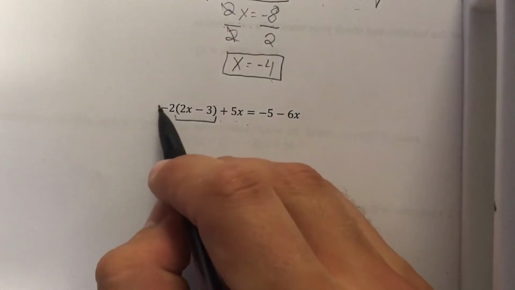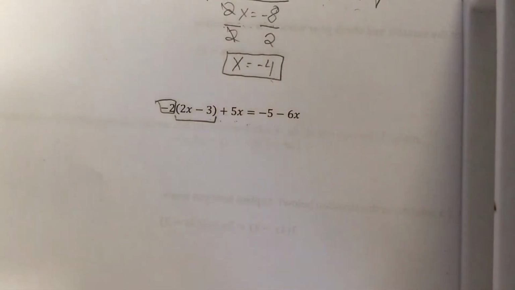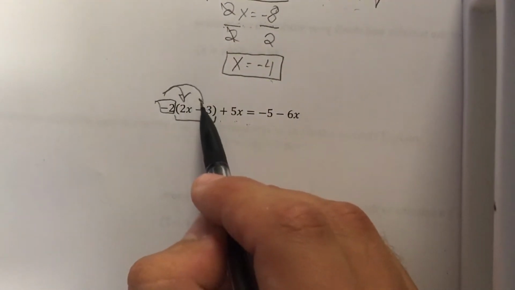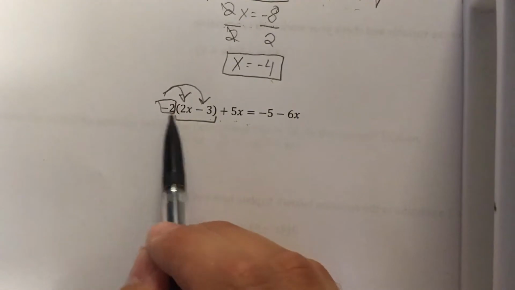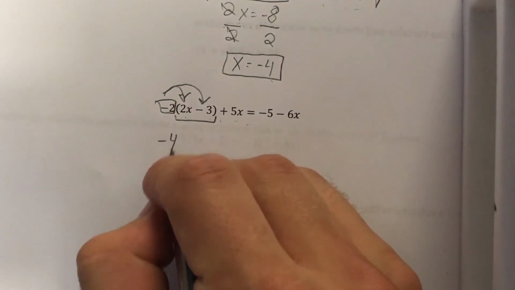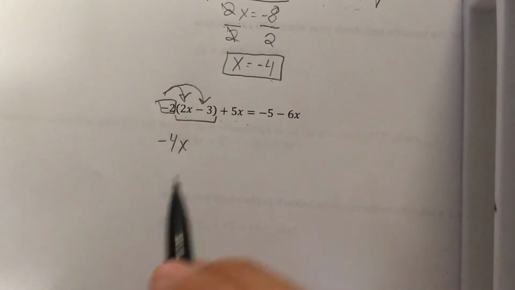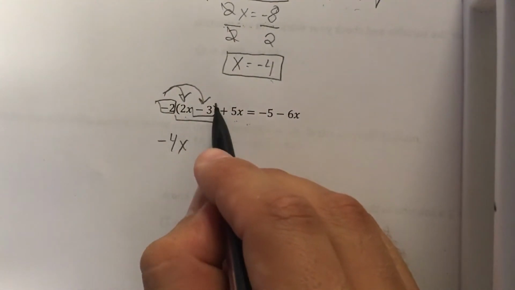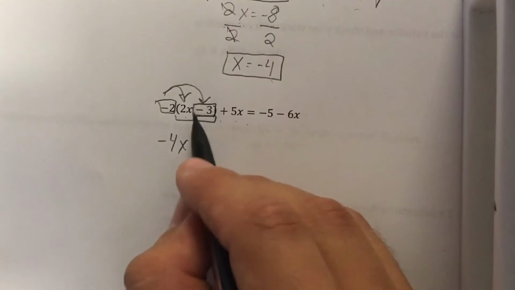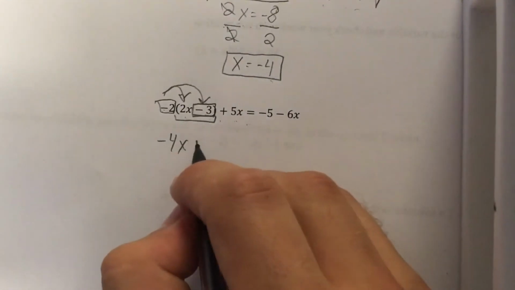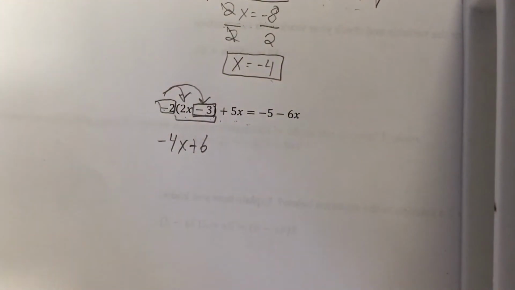So I'm going to take that negative 2, make sure you remember the negative 2, and I'm going to multiply it by every term inside the parentheses. So negative 2 times 2x gives me negative 4x. Now be careful here, we have a negative 2 and we're going to multiply it by a negative 3. We're always looking at the sign in front of our number. So we have negative 2 times negative 3 gives me a positive 6.